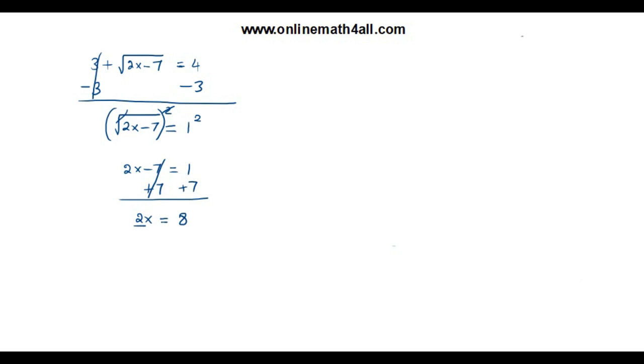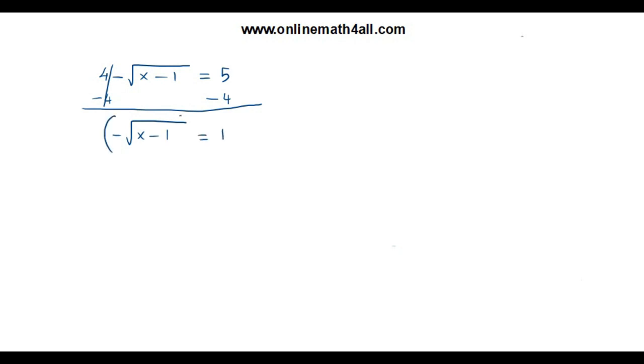Now, to get rid of the 2 multiplied by x, I divide both sides by 2. So, the 2 will cancel out. 2 goes into 2 1 times, 2 goes into 8 4 times. So, finally, I get x is equal to 4. Let us look at another example.